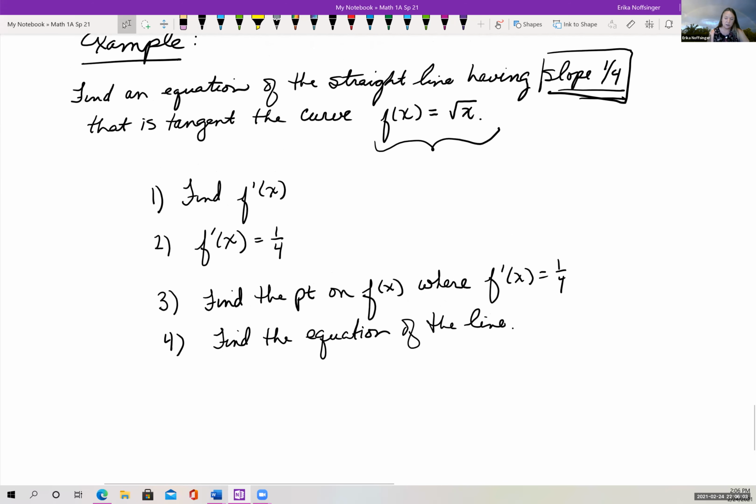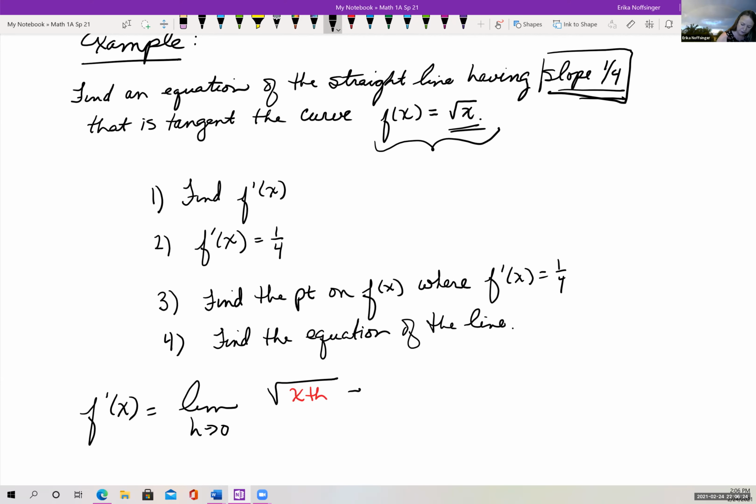Okay, so let's look at the derivative. I know f prime of x is equal to the limit as h approaches 0 of f of x plus h, so that would be the square root of x plus h, minus f of x, so minus the square root of x, all over h. This is in the form where we would get, again, an indeterminate 0 over 0. So we want to manipulate it.